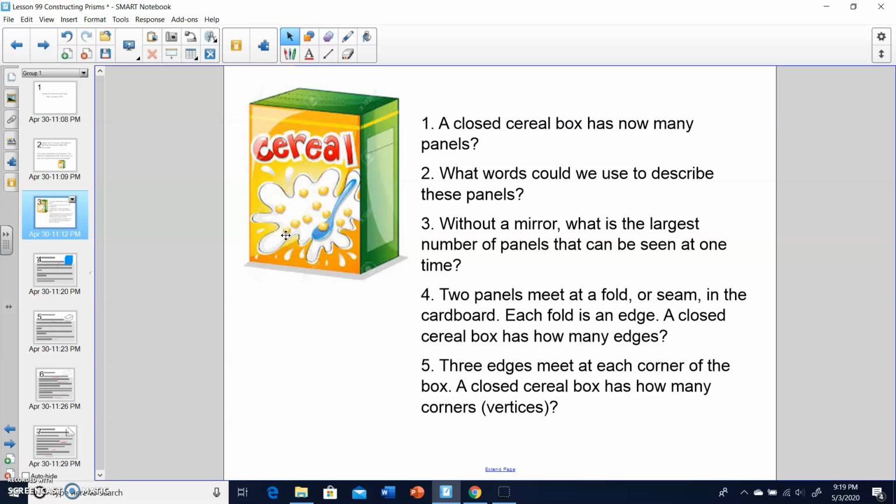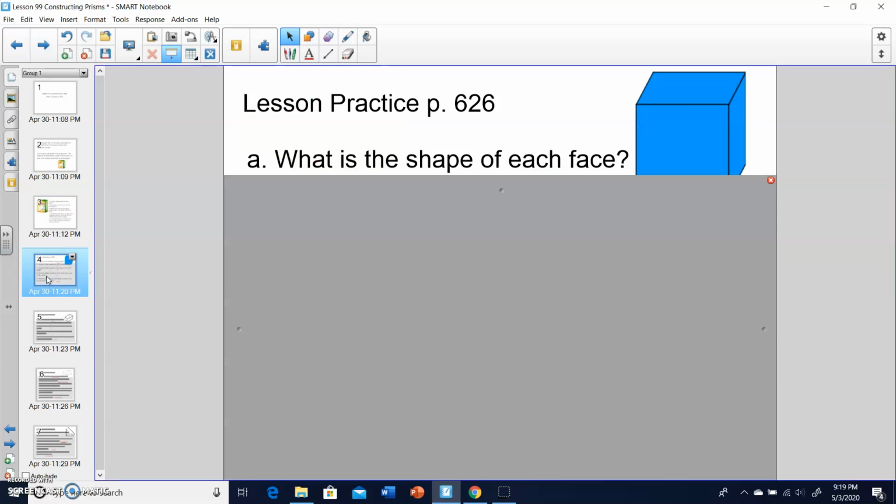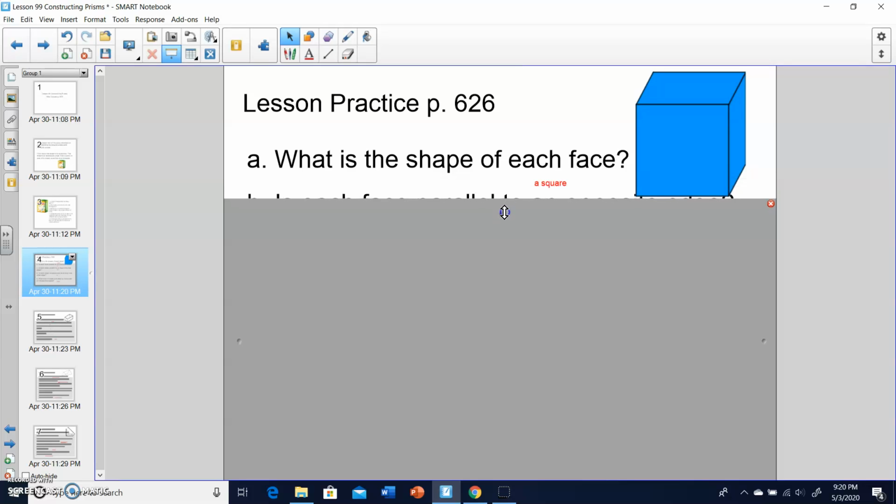So we're going to go to lesson practice. If you pause and make your geometric solids, you can use those to help you. Lesson practice is on page 626. Here you see a cube. What shape is each face? Well, it's a cube, which we know all of them are the same size and the same shape. Each face is a square.